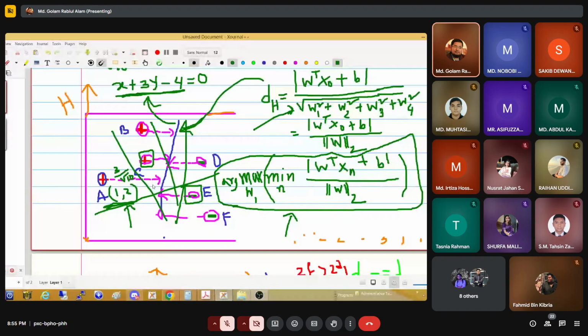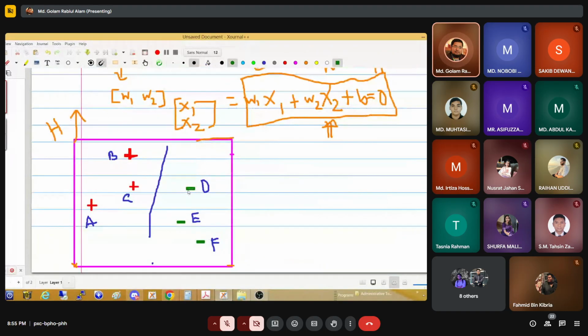So now the next thing is, how can we know whether a data point is above the hyperplane or below the hyperplane? Let's say this is the hyperplane. This is the equation. Here the hyperplane is actually the line equation. If we consider that this line equation is x plus 3y minus 4 equals 0, and a data point is maybe (1, 1).